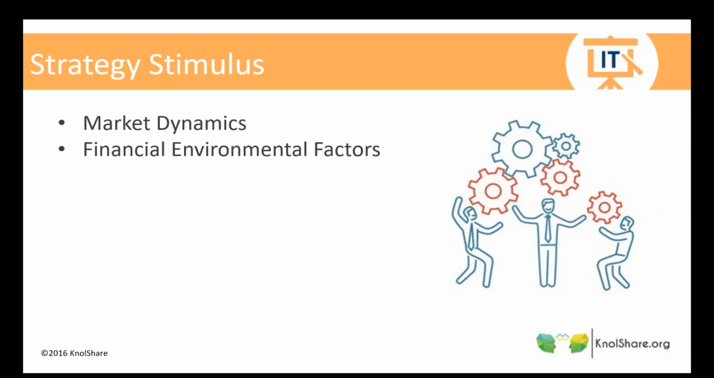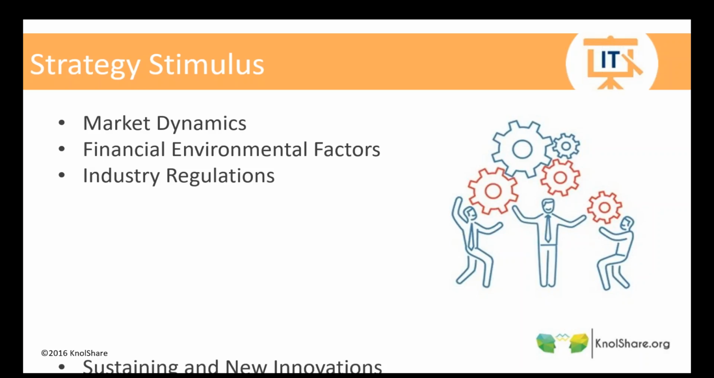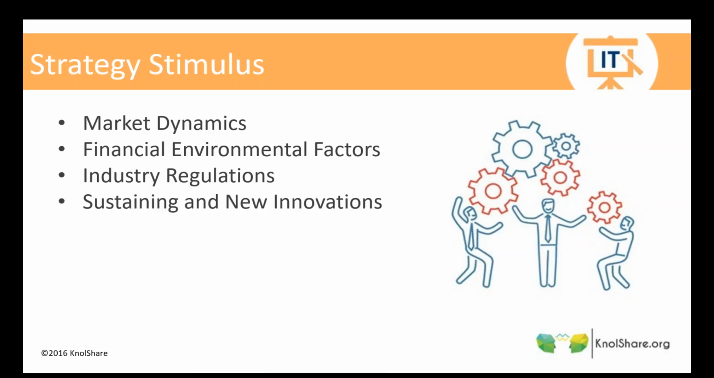We have financial environmental factors, things that are outside of the control of your organization that may cause you to make different strategic decisions and establish strategic goals. Industry regulations. Our government oftentimes, or even different governing bodies, may impose different regulations that we have to adapt to, and those things would also stimulate some level of strategies that we have to put in place. Sustaining and new innovations. I think that these are the key things that come from people within the organization, even from our competition in terms of who we may want to go out and acquire at some time in the future.